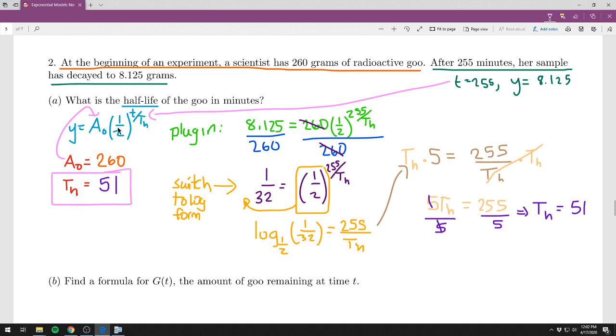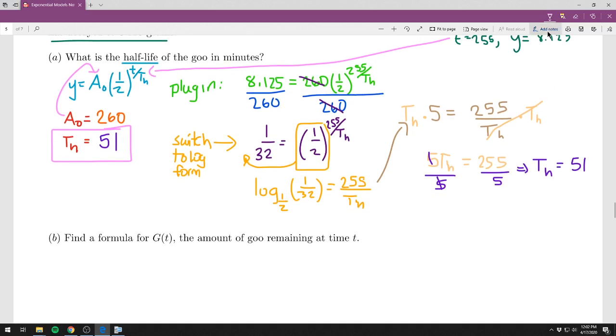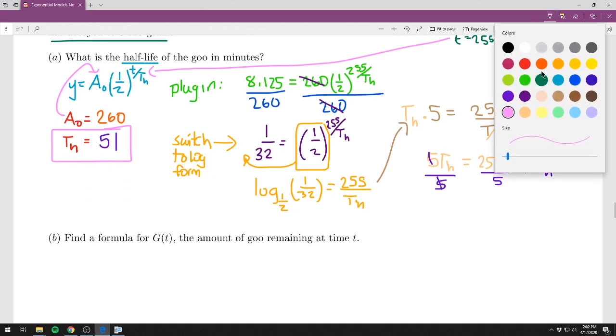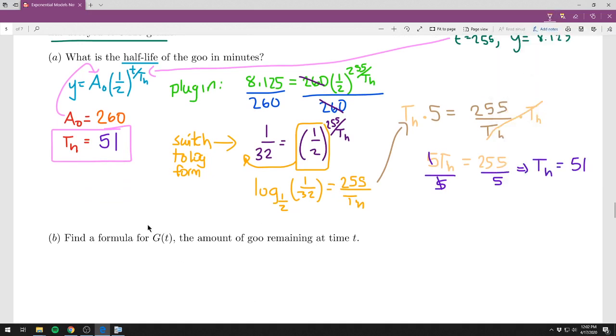But what you'll notice here, we have A0 and we have T_H. We can plug them in to make our formula. That's actually what part B is asking us for. It's asking us to find the formula for G of T, the amount of goo remaining at time T. But this is being a little more specific. So instead of Y, we want to use G of T.